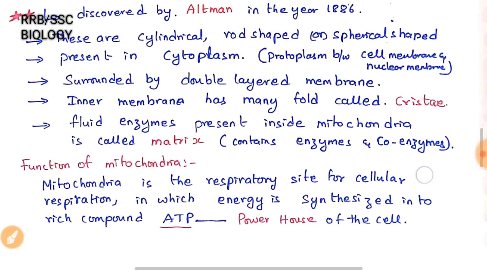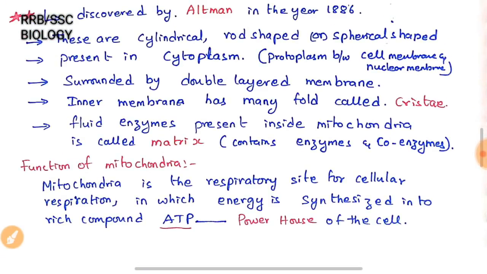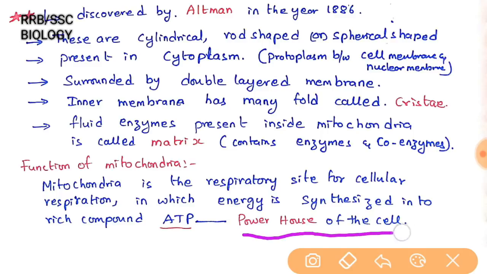What are the functions of mitochondria? This bit is very, very important. Mitochondria is called the powerhouse of the cell, friends. The function of mitochondria is to be the respiratory site for cellular respiration, in which energy is synthesized into the rich compound ATP, adenosine triphosphate. ATP is the currency of energy, friends.